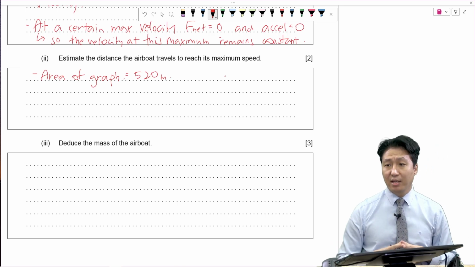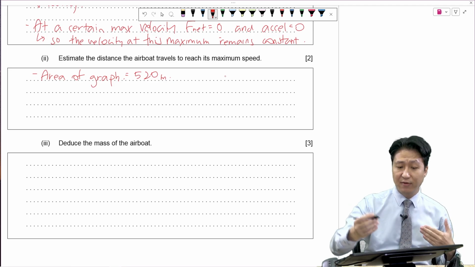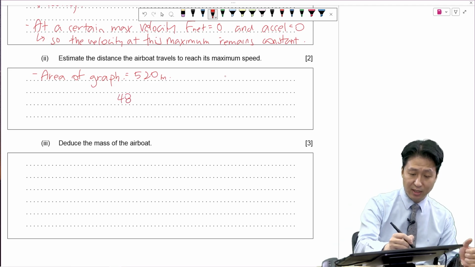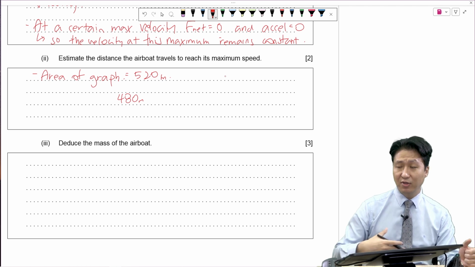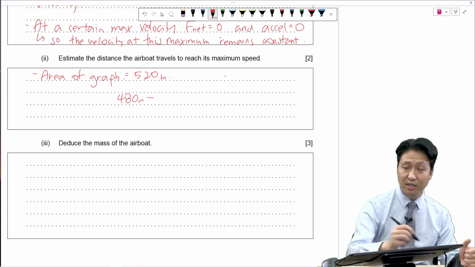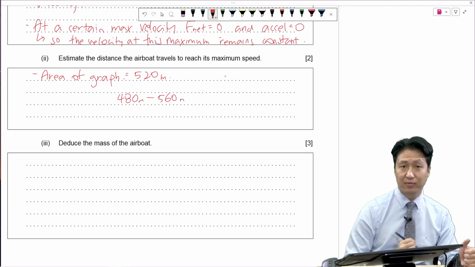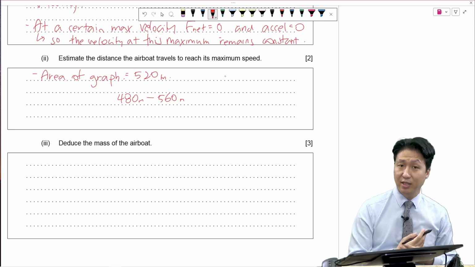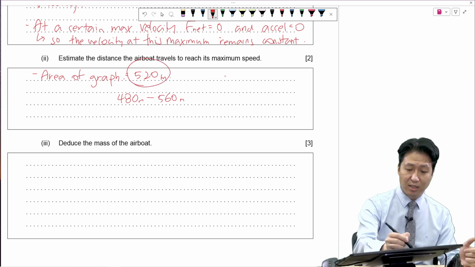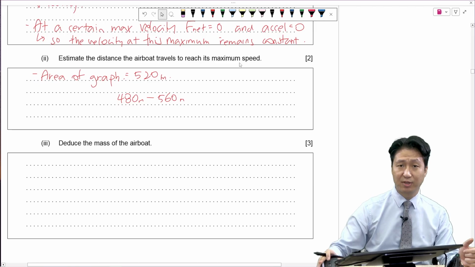Now, you have a very wide range because you're just estimating. If you do not count the squares that were cut off, you would get something around 480 meters. If you count all the squares that were cut off and just round up, you get about 560 meters. So just try to do your best. Notice this is approximately about the middle of the range, so you should be all right with that.